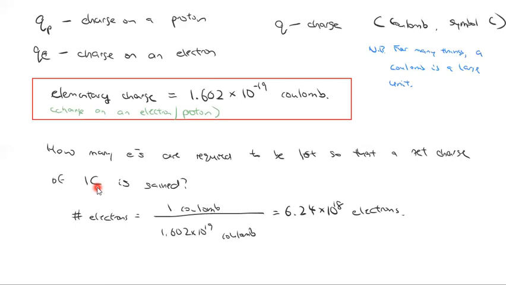Because the coulomb is quite a large unit, the charge on an electron is quite small when measured in coulombs, and that means you need a lot of electrons, 6.24 times 10 to the 18 electrons, to move to get 1 coulomb. All right, everyone happy with that? Okay.